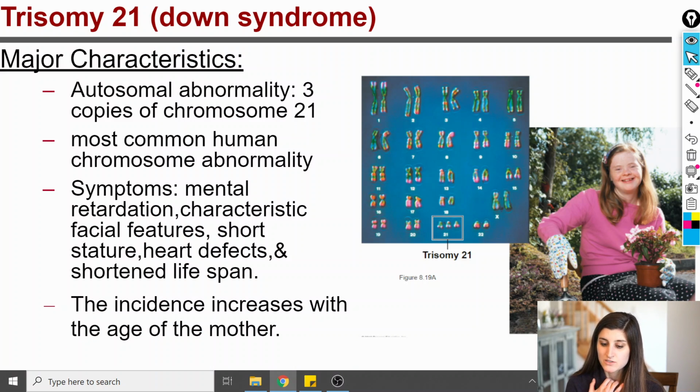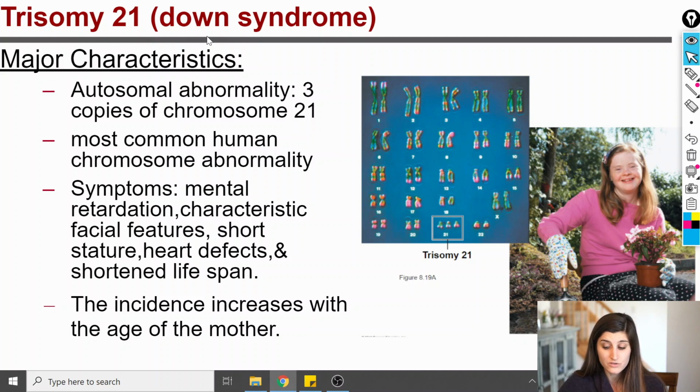Now we start to get into some chromosomal abnormalities where we look at the autosome. So those two examples were of your sex chromosomes, but now we'll look at, I think, 2 or 3 examples that look at autosomal abnormalities. For this one, trisomy 21 is known as Down syndrome.